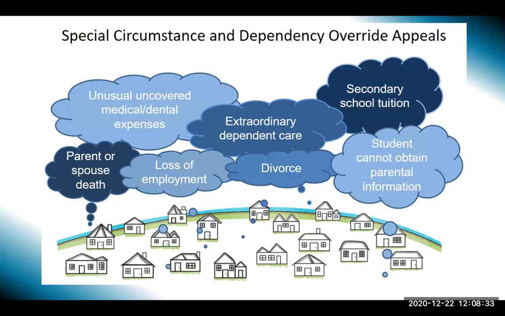If you are unable to obtain parental information, you may file a dependency override appeal to explain why you do not have contact or association with your parent or parents. If this appeal is approved, you will gain independent status and we will only look at your student information. If you do wish to fill out an appeal, you must contact our office and make an appointment to determine if you are eligible to file an appeal.